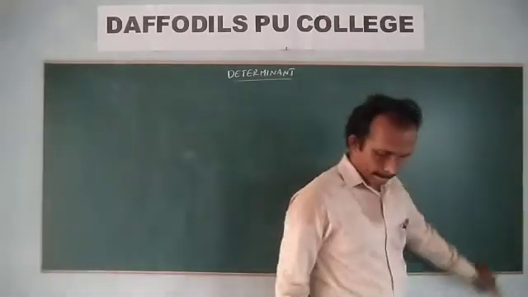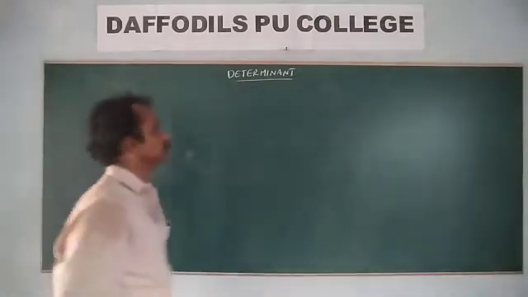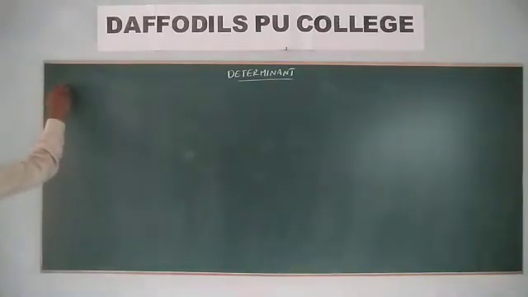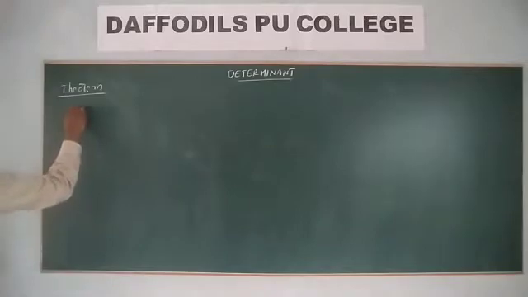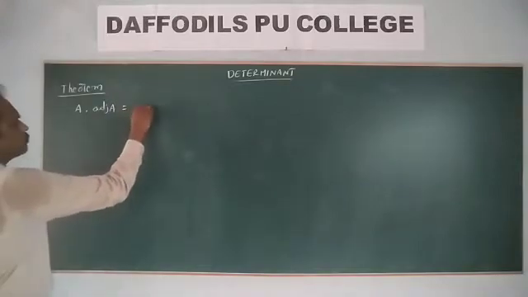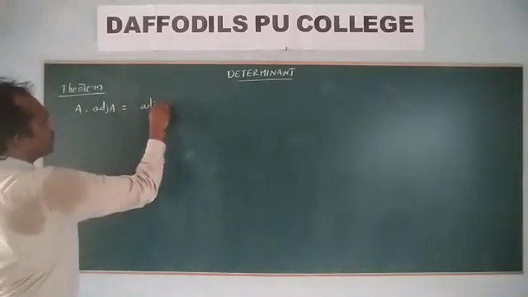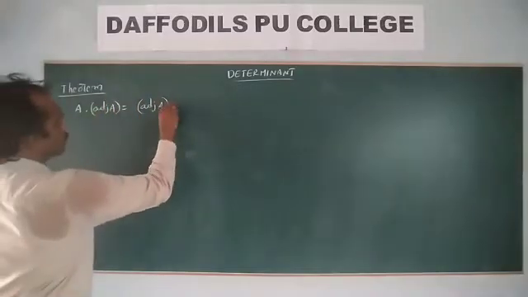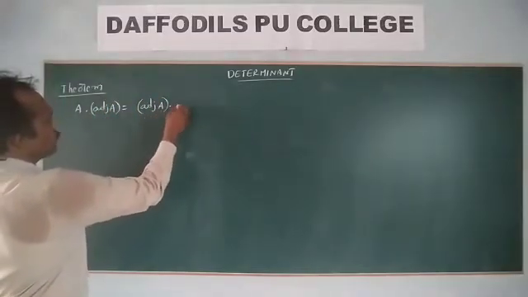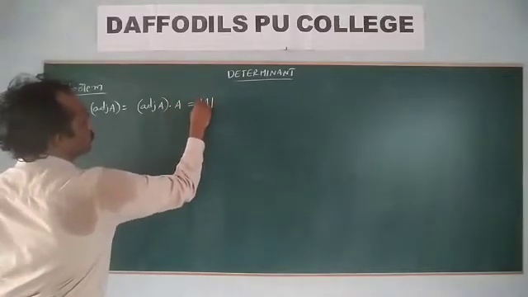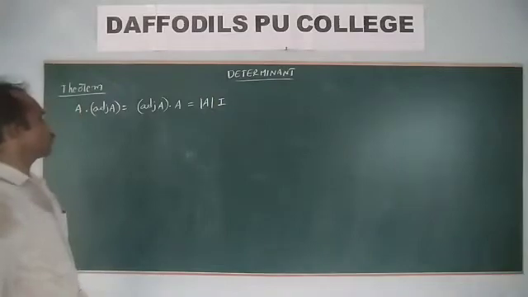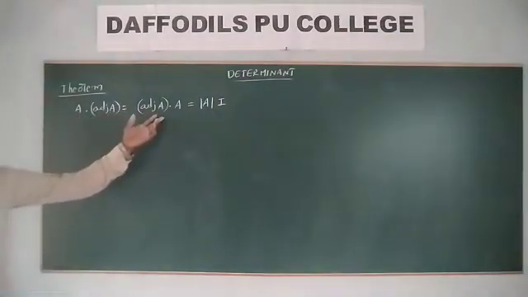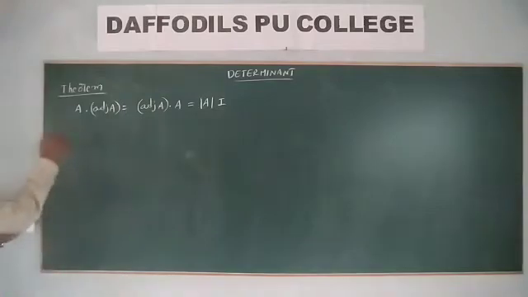Next, here: A into adjoint A is equal to adjoint A into A, for any square matrix A. Prove that A into adjoint A is equal to adjoint A into A, which is equal to determinant A into I. This is the theorem. We will prove this one.